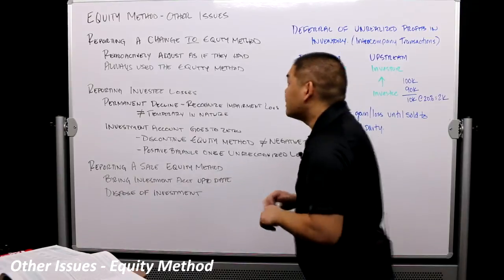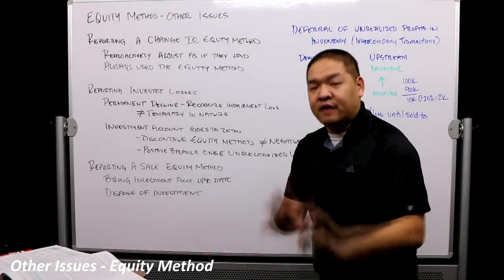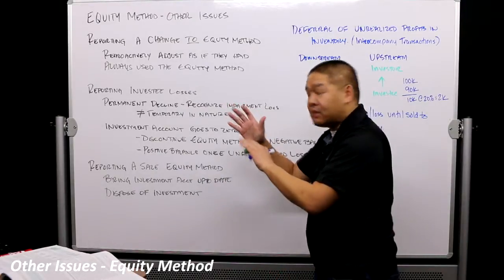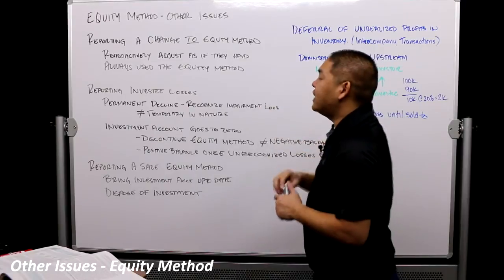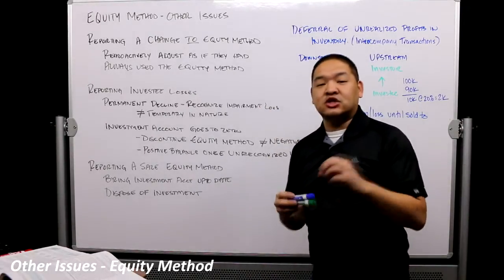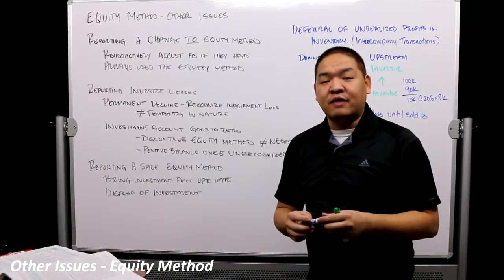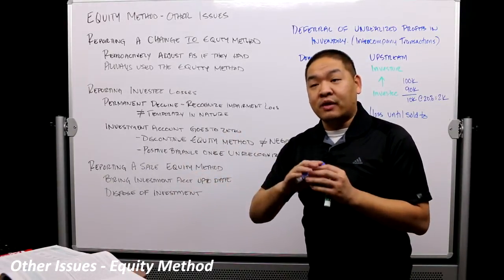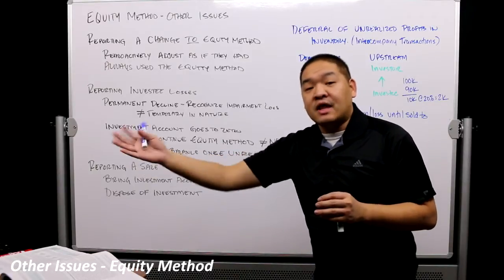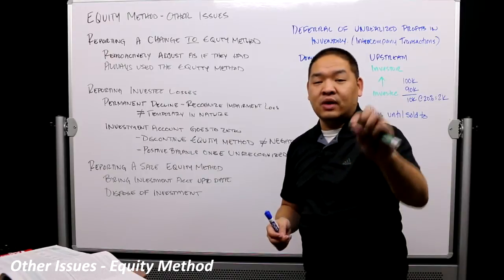GAAP says this: when we are reporting a change from non-equity method or the fair value method to the equity method, we retroactively adjust as if they had always used the equity method to start with. Okay, so this can be a little bit dicey because we're going to have to go back all the way to when they started and almost like reverse all of those entries and then put back all of the journal entries that we learned in the journal entry lesson for equity method.